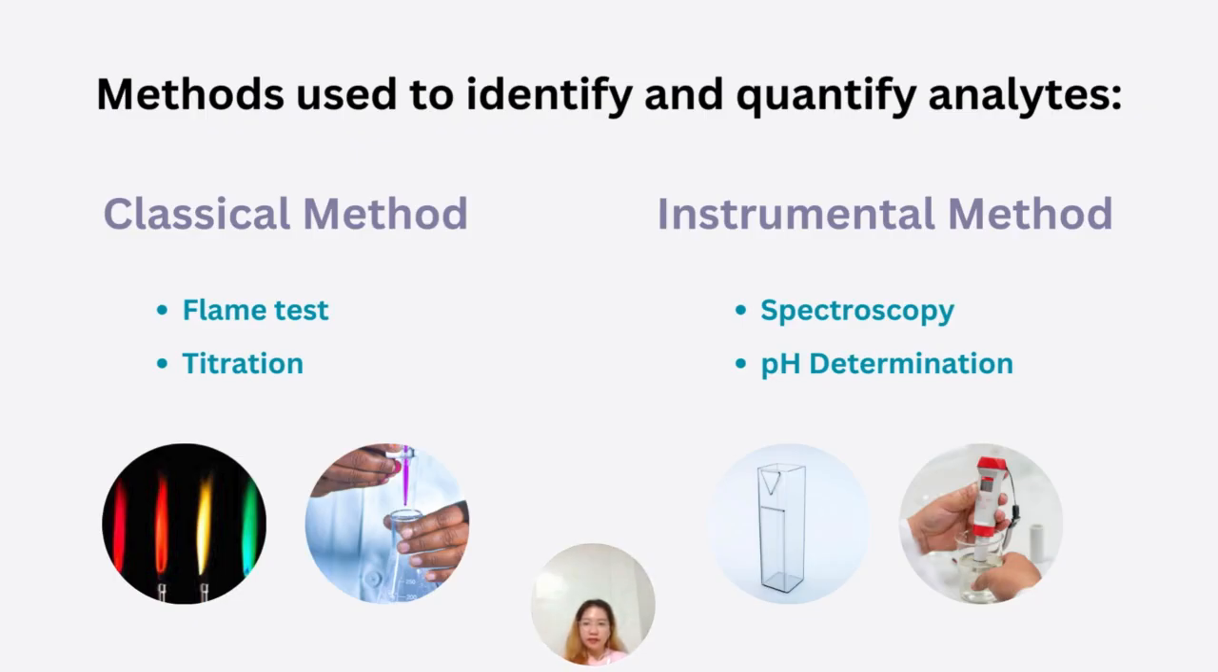Now we have some examples of methods used to identify and quantify analytes. Let's differentiate first the classical and instrumental methods. Classical methods do not depend on mechanical or electronic instruments other than a balance. Meanwhile, an instrumental method depends on an instrument to measure a physical property of the analyte. For the classical method, we have a flame test, which is used to check if an element is present in an analyte by exposing it to flame and observing the change in color of the flame. For titration, the reactant is added to the analyte until an equivalence point is obtained.